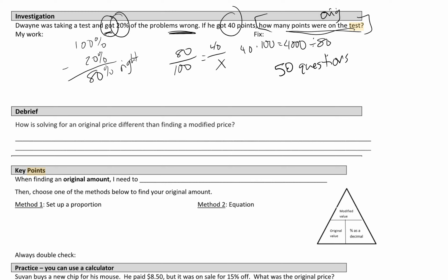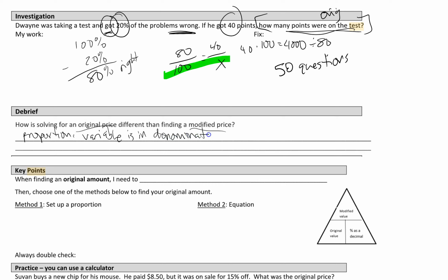So what I want you guys to think about as we get ready for today's lesson is how solving for an original, like we did in our example above, is different than what we did yesterday, which was finding that modified amount. If you think about the proportion, we have a visual of how it's different right here. We can see that the variable is lined up in the denominator of our proportion. So if we have a proportion, our variable's in the denominator.